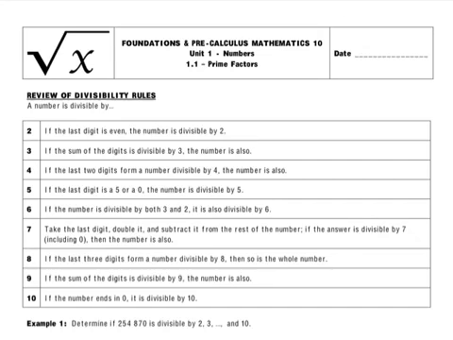Number 7 is a little bit trickier. We're going to take the last digit of the number, double it, and then subtract it from the rest of the number. And if that answer is divisible by 7, then the number will also be divisible by 7.